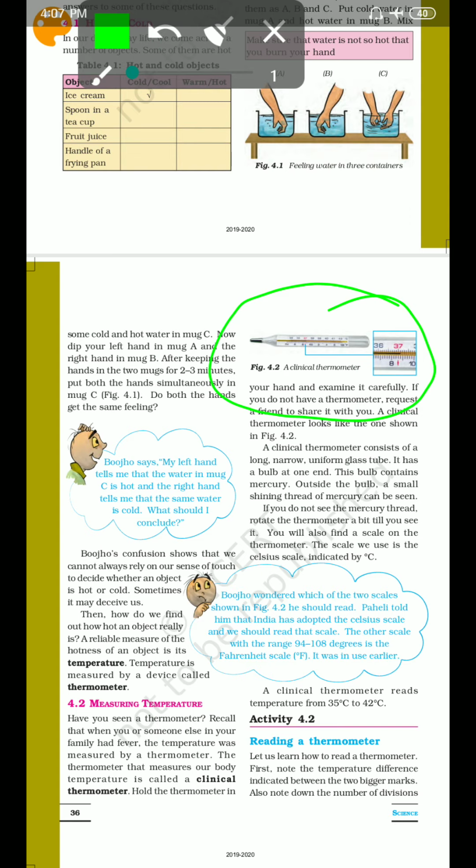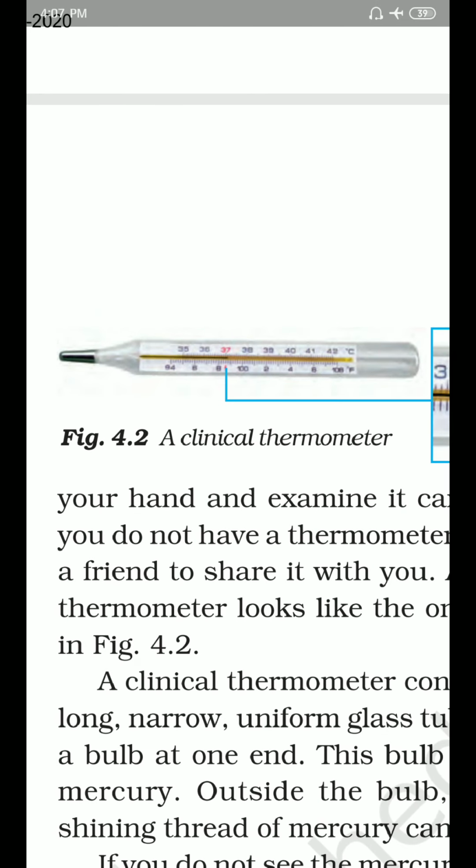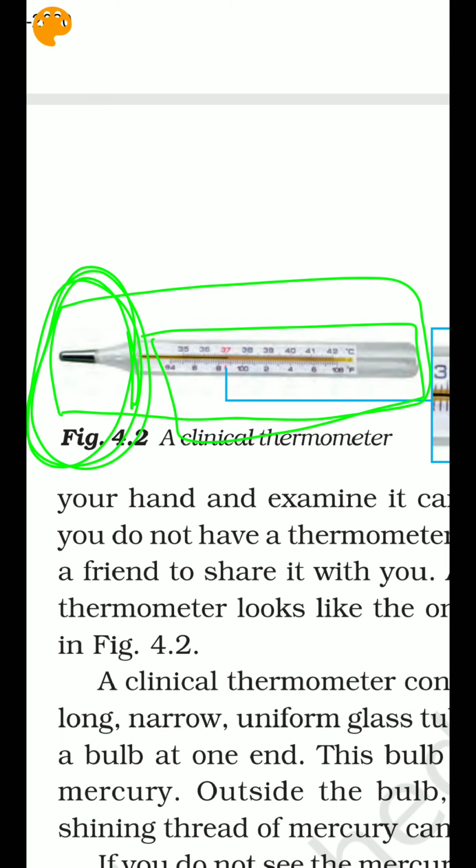Here you can see the structure of the thermometer. As I have told you, it is made up of a long cylindrical glass tube. Why have I said it is cylindrical? It means the whole body is completely equal in width. The width or the length of the thermometer is equal at every place.